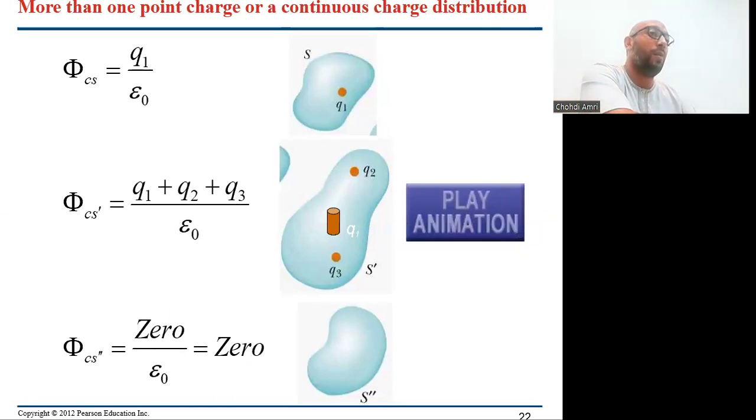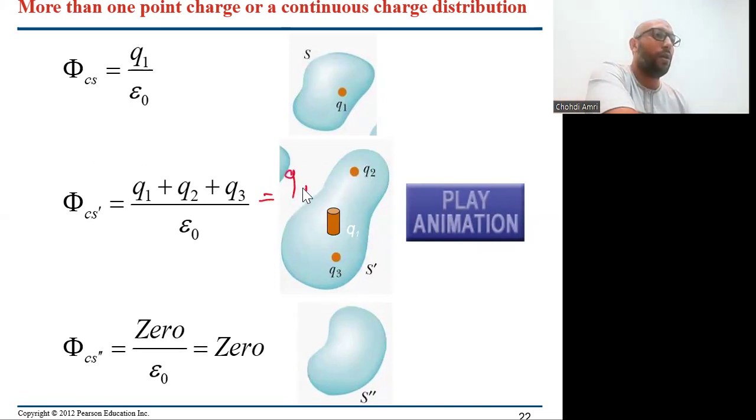I will explain this in more detail. The electric flux through the surface S is Q1 divided by epsilon naught. Now inside this surface we will add some other charges, Q2 and Q3. The electric flux through S prime would be the sum of all these charges enclosed by the surface divided by epsilon naught. So we are talking about Q net. So that means phi equals Q net.